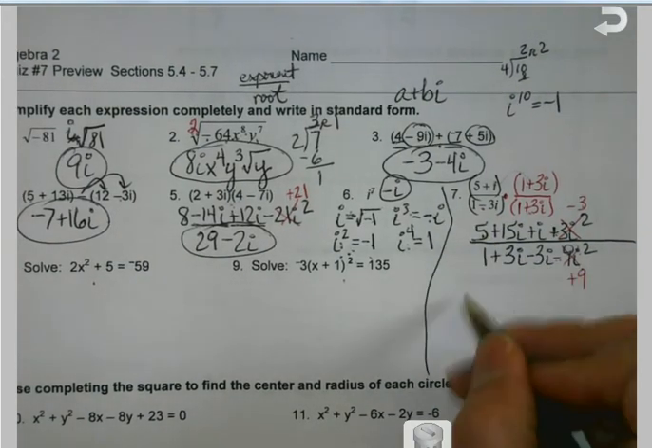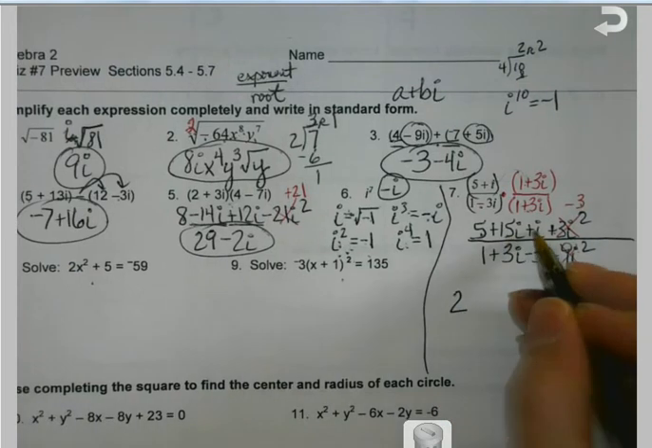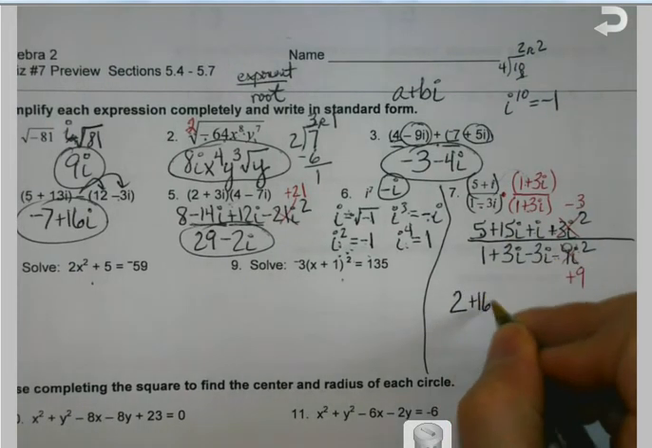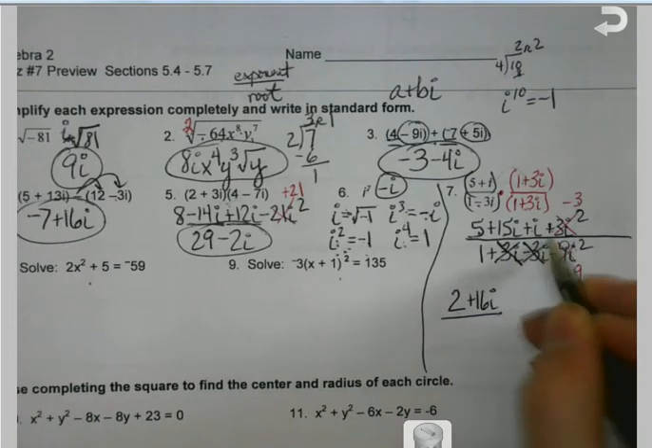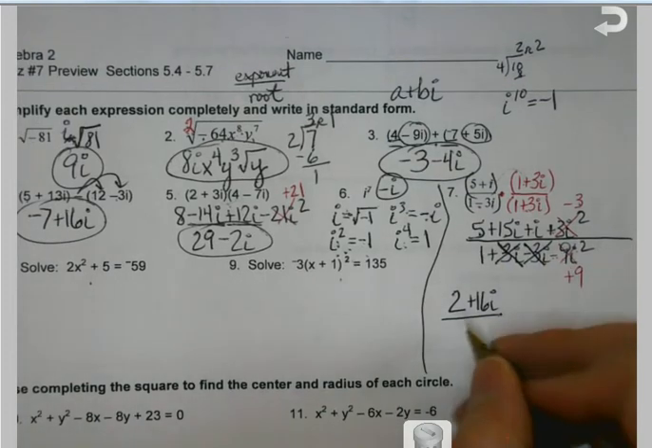So 5 minus 3 is 2. 15 and 1 is 16i. My positive and negative 3i cancel. And 1 plus 9 is 10.